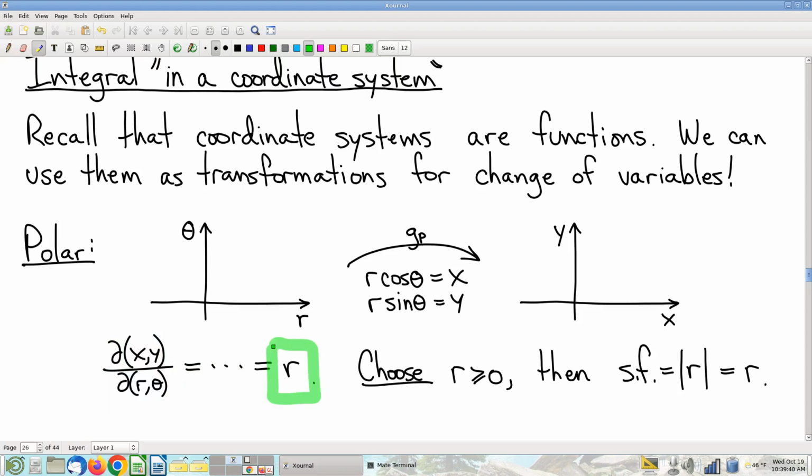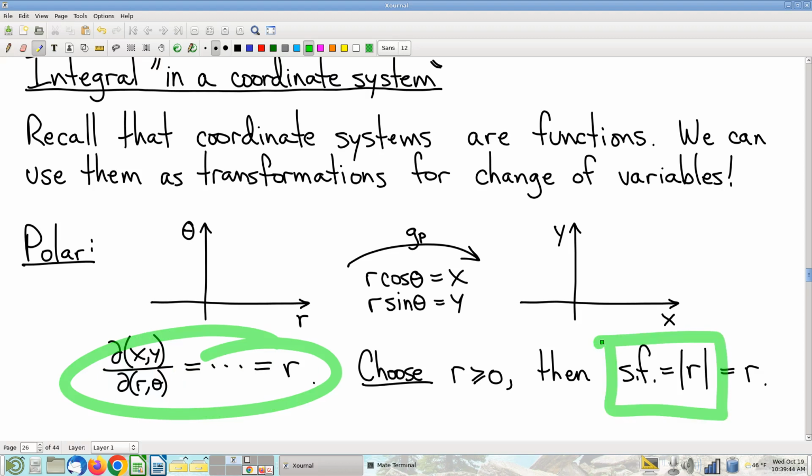Very handy. And so by virtue of this being just r, the stretching factor, of course, don't forget, stretching factors have absolute values in them. The stretching factor is the absolute value of r. Yeah? Details, again, to be supplied by y'all in doing that algebra.